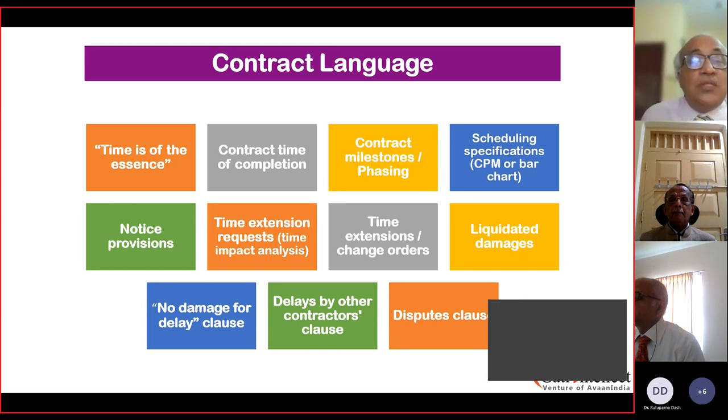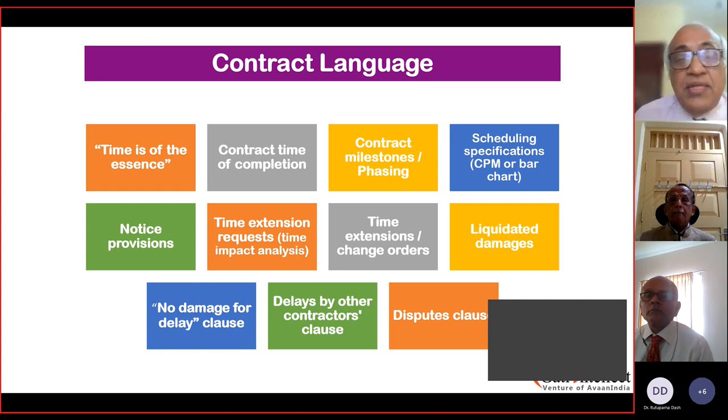So the notice provisions are that we are dealing with a contract which is a legal document. If there is a claim, there has to be a notice given, and the claim exactly has to be mentioned. And the reply is sought in a certain time frame, and similarly a reply would also be given. So there would be certain very clear procedures with notice to have a claim on either side. It could be the owner side or it could be the contractor side.